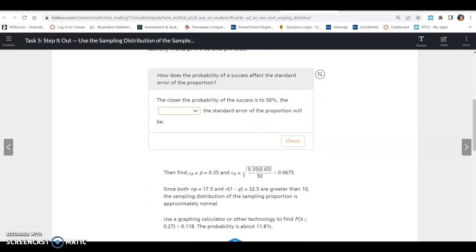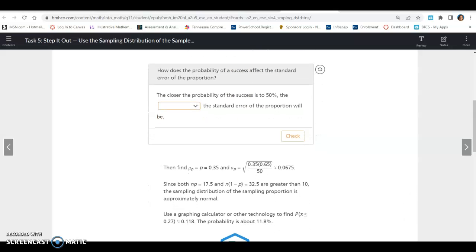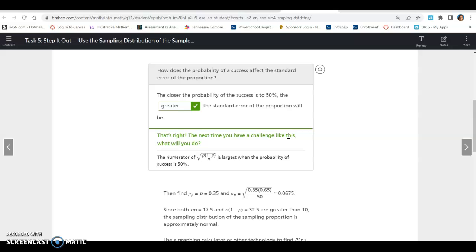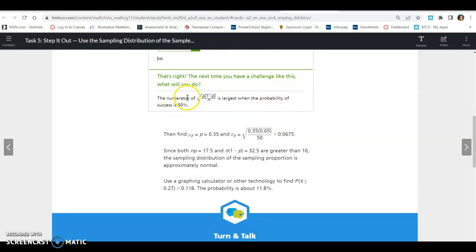All right, so it says how does the probability of success affect the standard error of the proportion? So the closer the probability of success is to 50%, the greater the standard error of the proportion will be. All right, so it says the numerator of the square root of P times 1 minus P over N is largest when the probability of success is around 50%. All right, so find your average.